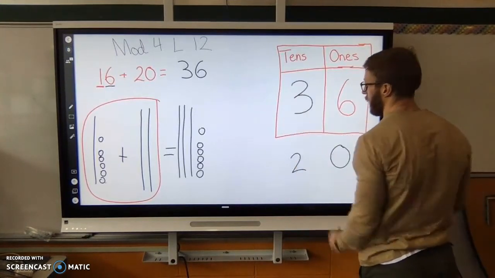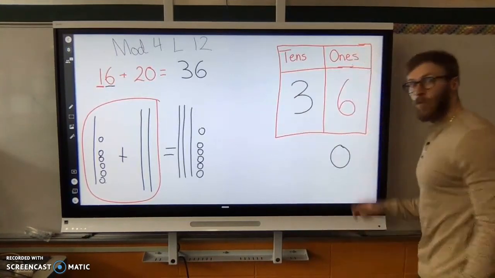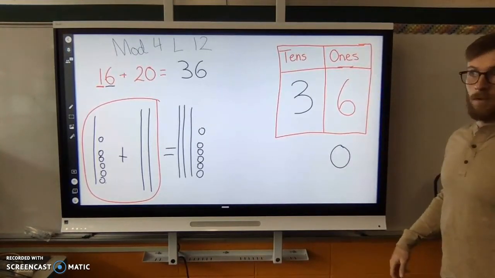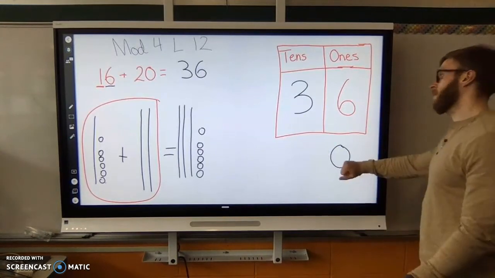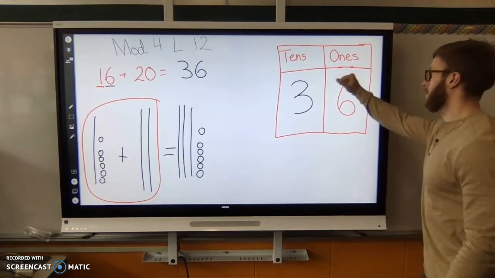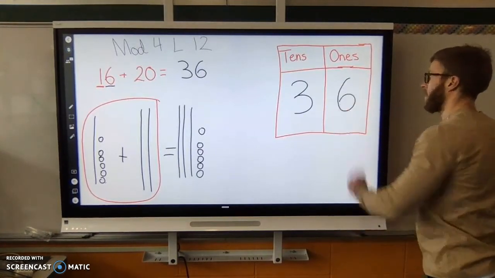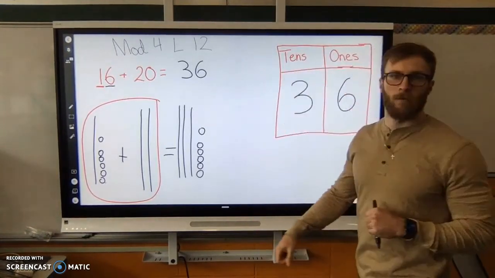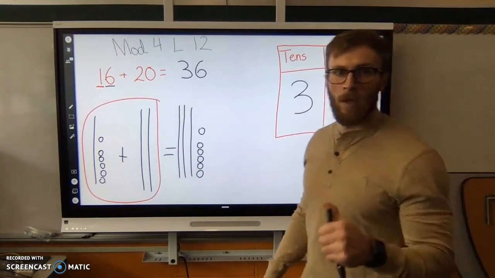when all the tens are added together. Now we need to add our ones together. We have 6 ones plus 0 ones. That's simple. That's going to stay at 6. And here's our answer, 36. Same as this answer over here. We got it right. Nice job.